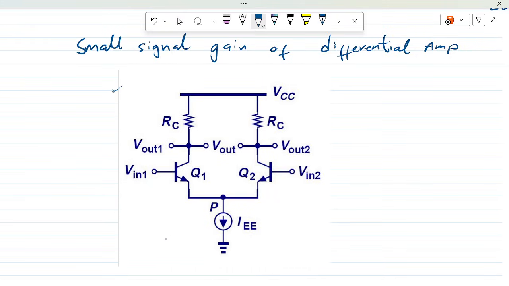Hi, in this video we are going to look at the small signal gain of a differential amplifier. But this time around we are looking at it intuitively. Previously we mathematically proved that the small signal gain of the differential amplifier is equivalent to the half circuit gain of a single stage equivalent. So now let's do some analysis and some intuition here to prove what we discovered with the mathematical proof.